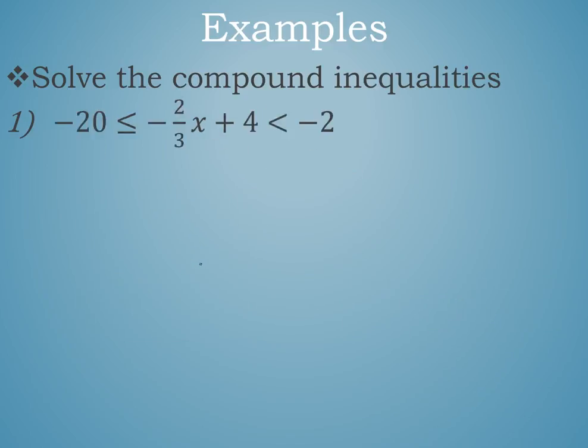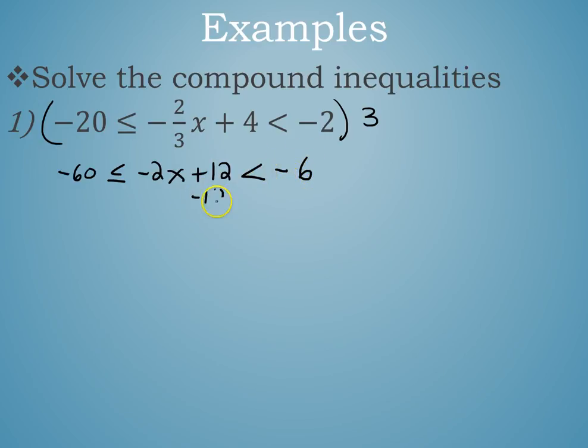And then lastly, this one, again, the process is still the same. One thing I always like to do is get rid of the fractions immediately, so that we're not dealing with fractions throughout the problem. So multiply everything by the denominator of 3. Negative 20 times 3 is negative 60, less than or equal to, nothing changes up top, so it's negative 2x, 4 times 3 is 12, and then negative 2 times 3 is negative 6.